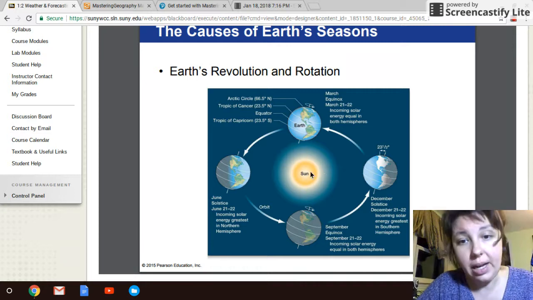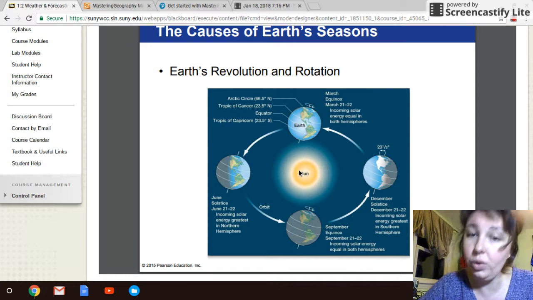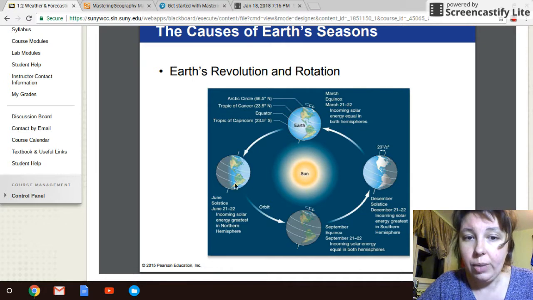On the other hand, in what we would consider our December solstice, the most direct sunlight is hitting in the southern hemisphere at 23.5 degrees south latitude. On the other hand, the northern hemisphere, when we talk about our summer months, receives the most direct angle of sunlight, a 90 degree angle of sunlight, at 23.5 degrees north during our June solstice time of year.